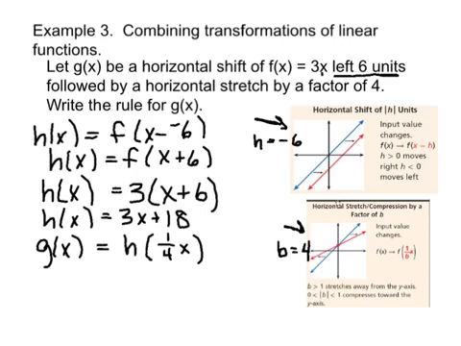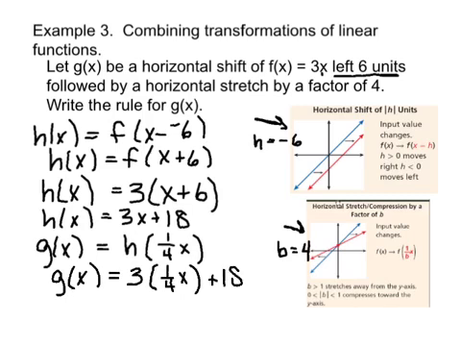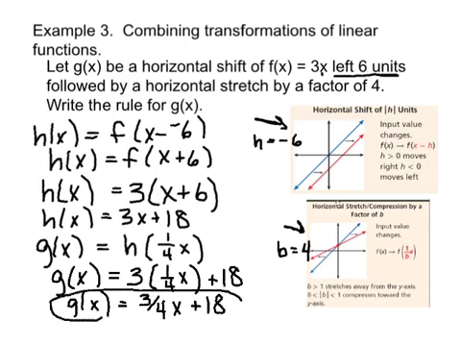So stretching h of x horizontally by a factor of 4 replaces each x with 1 over bx. And we just said b equals 4. That's what I did here. Okay, so g of x is going to be h of x, and where you see x, you're replacing it with 1 over b. So g of x equals 3 times 1 over 4x plus 18. So g of x equals 3/4 x plus 18. And you have your final answer.